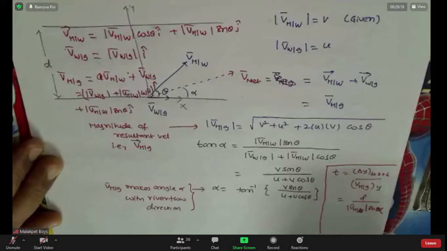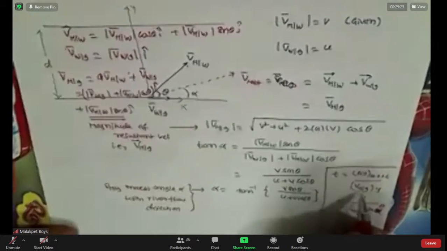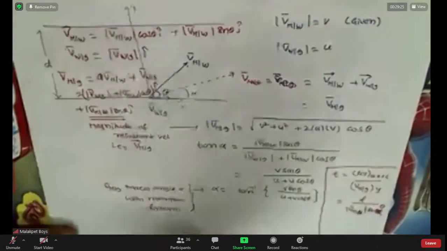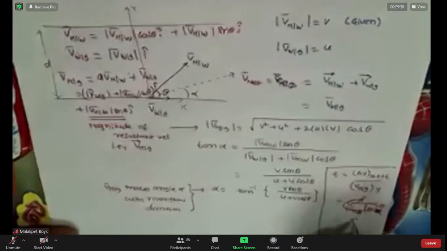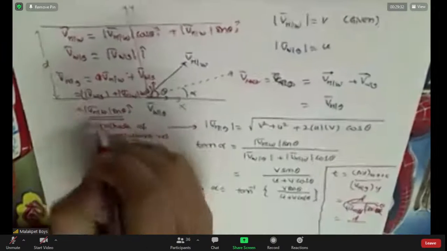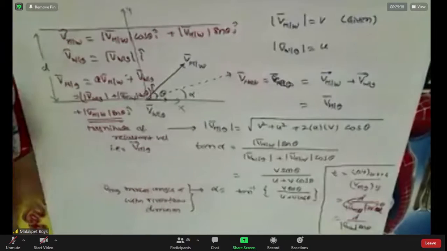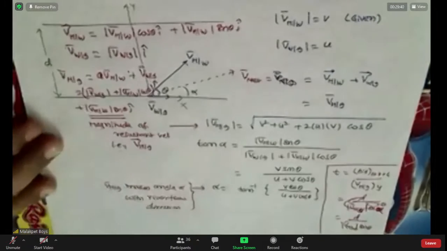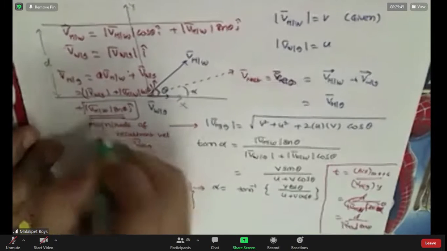What is the y component, man? We need the y component of velocity of man with respect to ground. This is with respect to ground, distance is d. What is the velocity of man with respect to ground? We got the y component. Observe this. It has two components, no? This is the y component. This is the x component.